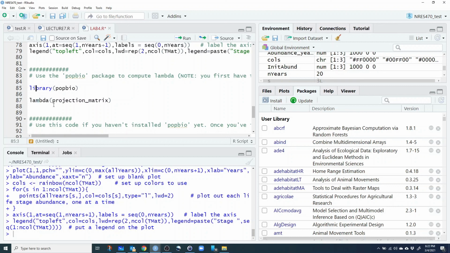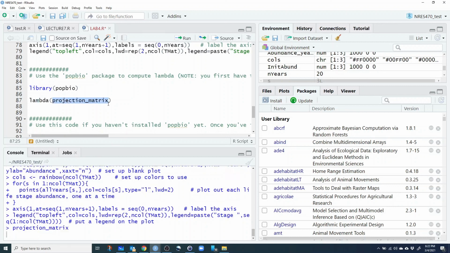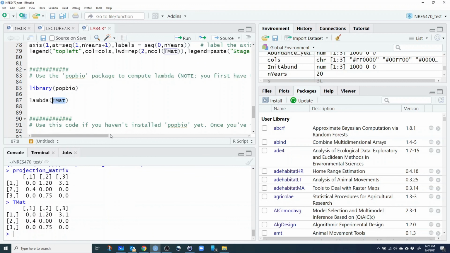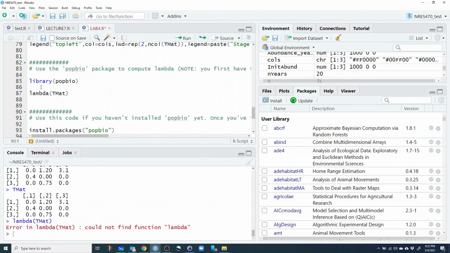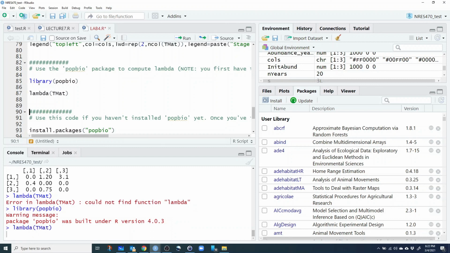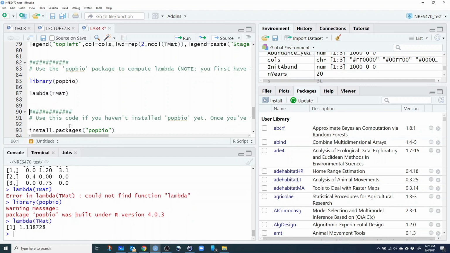And if you load up that, then you can take your projection matrix, or we called it TMAT, it's the same thing here. We named them the exact same thing. I never loaded it, so you have to load up the PopBio package first, and then you can use this lambda function in order to get the lambda of the matrix.